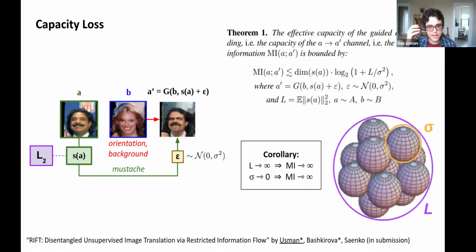The bound itself can be interpreted as the logarithm of the number of embeddings that we can reliably distinguish from each other, given that they all live in that ball of radius L, and that each of them is perturbed randomly by the noise of amplitude sigma. So there is a limited number of them that we can distinguish, and this is essentially what this amount of information tells us about.